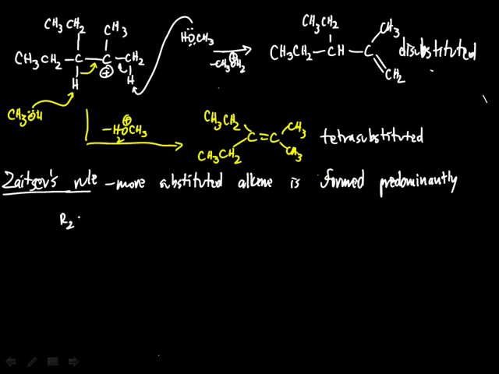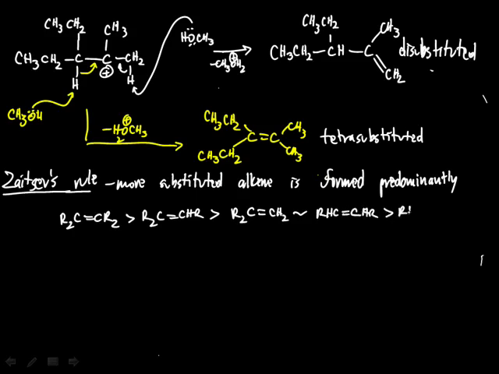So we can talk about the general rule where the tetrasubstituted alkenes are the most stable, and they are followed by the trisubstituted alkenes, then various isomers of disubstituted alkenes, such as these two, where there's a cis-trans possibility here as well, and then by the monosubstituted alkenes.